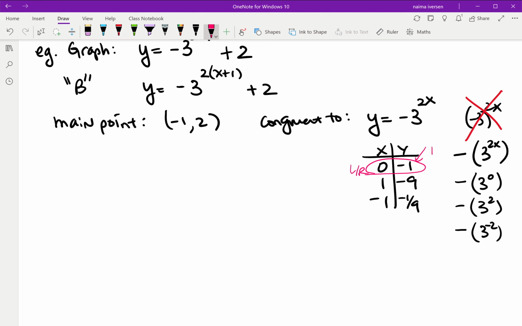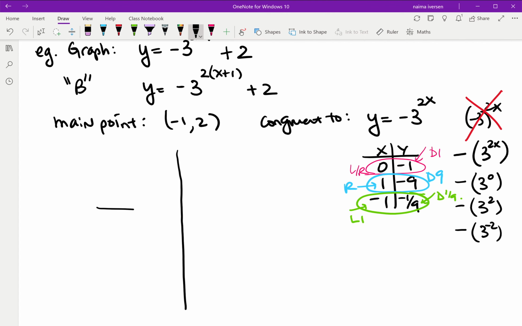So keep in mind that for this first one, I'm going left to right 0, and then now I'm going to go down 1. And for this guy right here, I'm going to go right 1, and I'm going to go down 9. And for this guy right here, I'm going to be going left 1 and down 1/9. So this is going to be what this graph is going to look like.